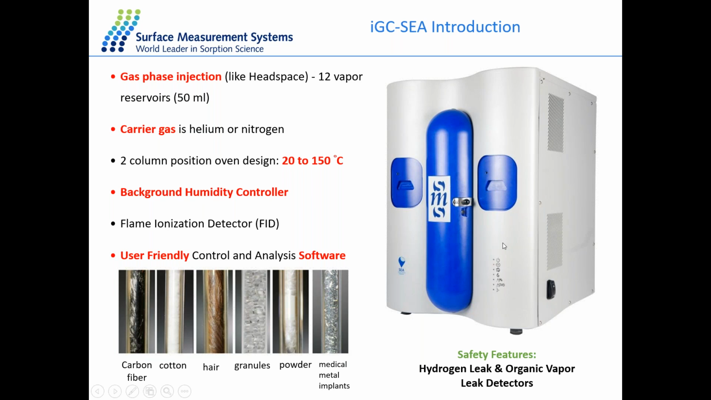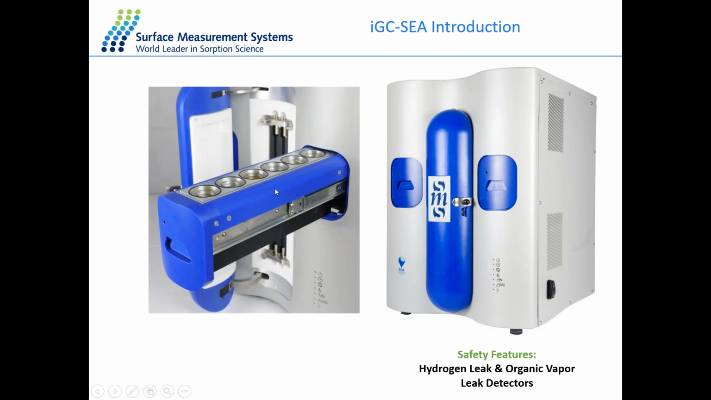On the right hand side, this is what a typical IGC-SEA system looks like. It has two drawers on either end and a door in the middle. When you open each of these drawers, you'll have places for your vapor probes, these are the reservoirs here. You have six on one side and six on the other side. Typically for surface energy measurements, we use a mixture of polar probes and non-polar probes.